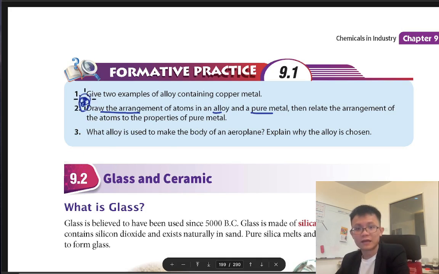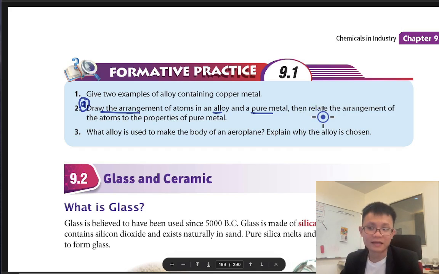So I just put A. Then relate the arrangement to the properties of pure metal. Relate the arrangement of the atom to the properties. So what does it mean? Relate. I think most students will not get this, but that's why to think critically is important. Talk to people and read books, and we need to read the question properly.